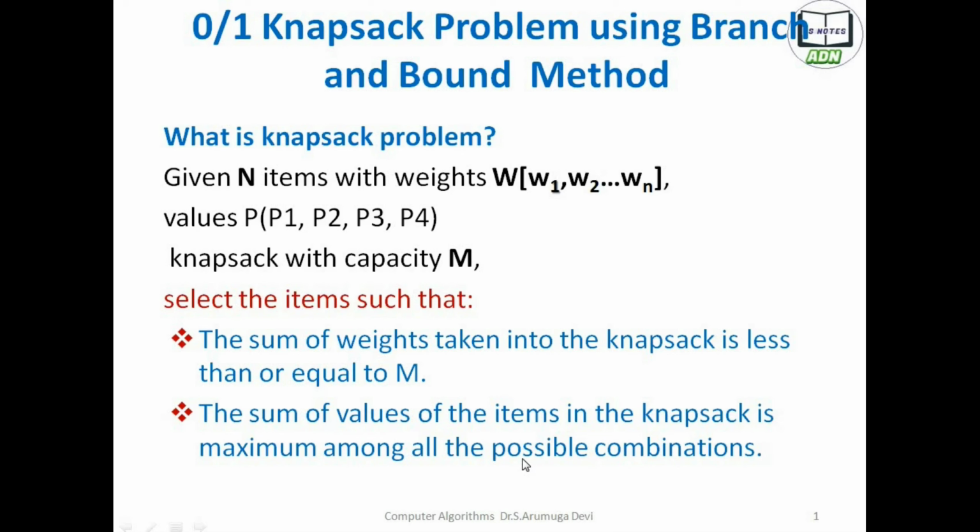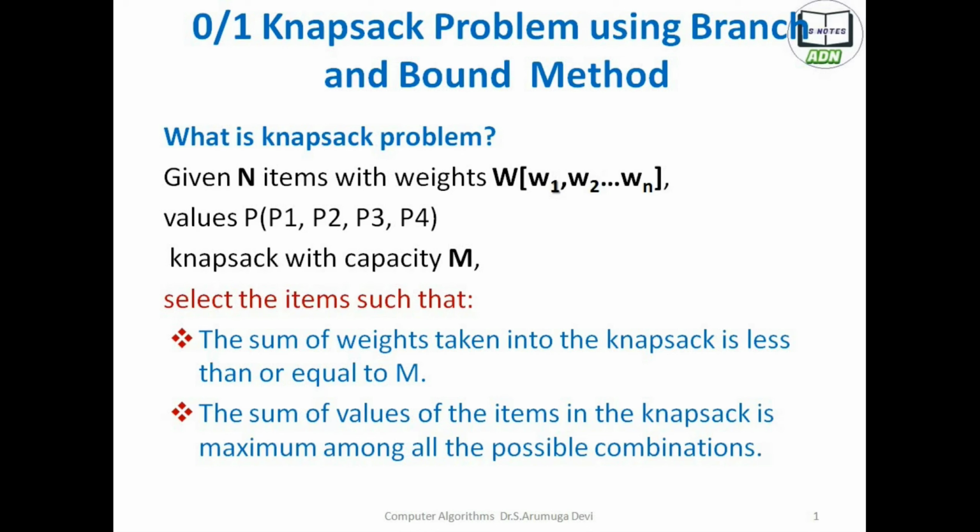Then what is the 0-1 knapsack problem? In the knapsack problem we can take a fractional item. Suppose the item rice, 10 kg is available, then we can take 5 kg; the remaining fractional portion of the item can be taken. This is called the knapsack problem.